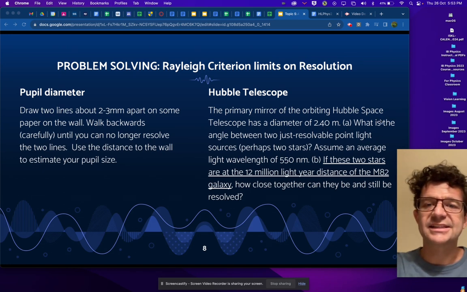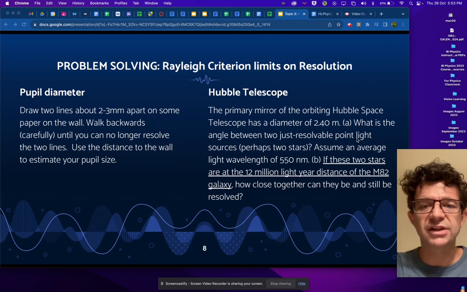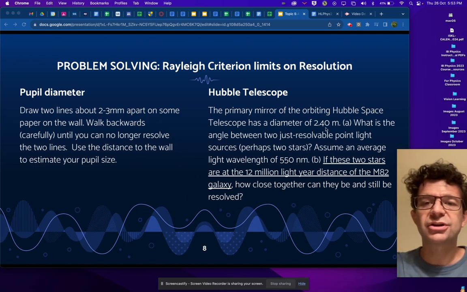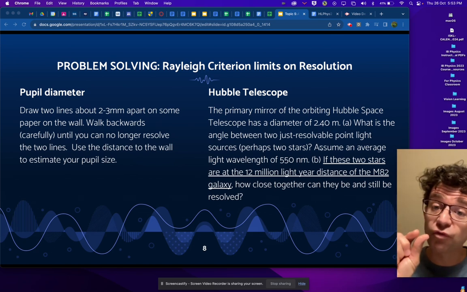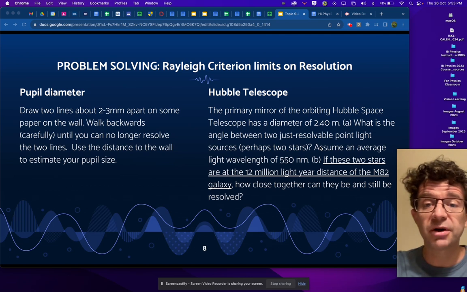In this case, it's asking what is the angle between two just resolvable points of light, perhaps two stars, when the wavelength of light is 550 nanometers. We know that the aperture is 2.4 meters in diameter, so we can find the angle of diffraction as 1.22 times 550 nanometers divided by 2.4 meters. It's going to be an extraordinarily small number.